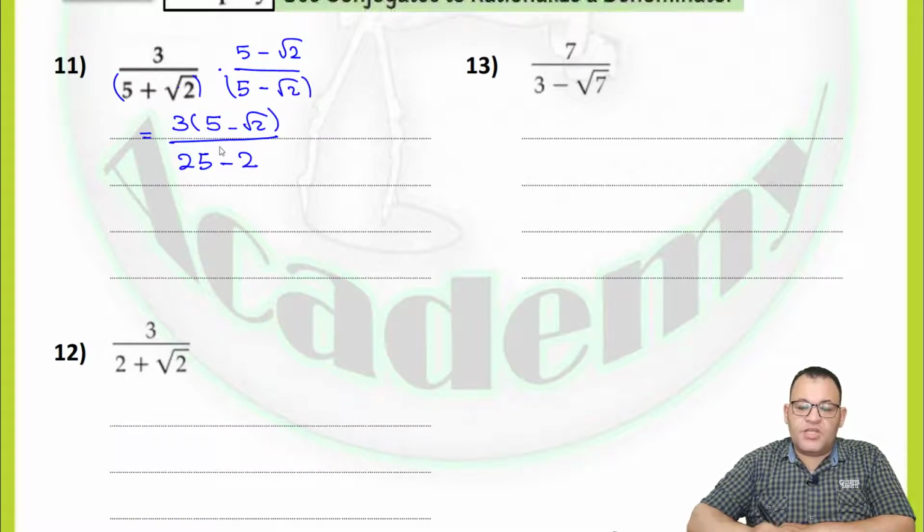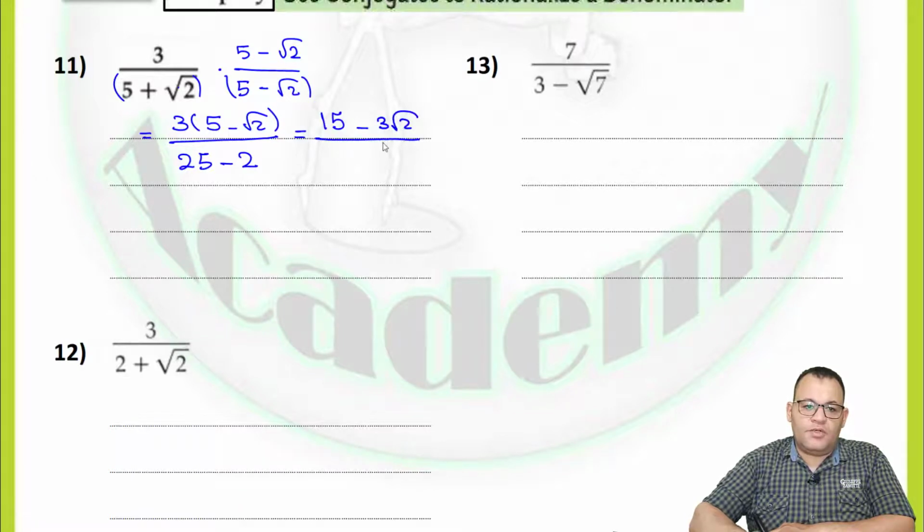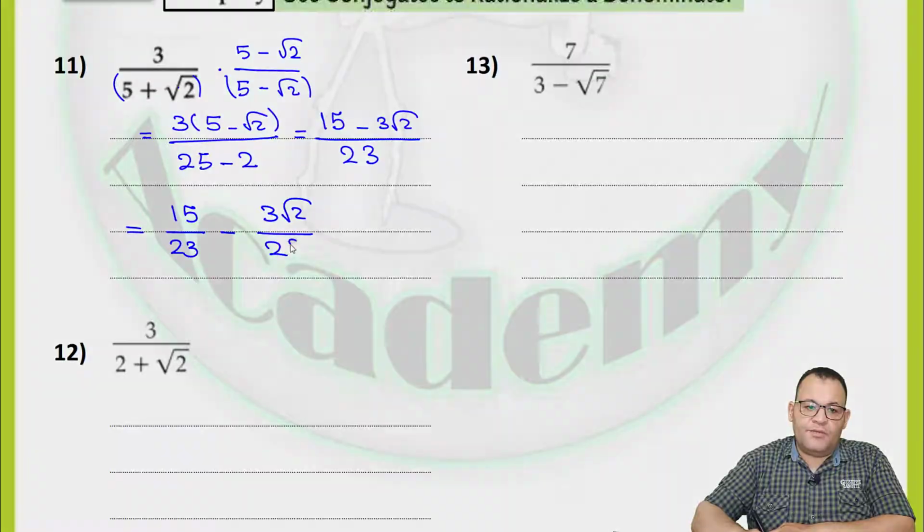Root times root equals the number under the square root. Now we can simplify. 3 times 5 equals 15. Minus 3 times root 2 equals 3 root 2. Over 25 minus 2 equals 23. So we can leave it like that because now the denominator is a rational number, or we can write it as 15 over 23 minus 3 root 2 over 23.